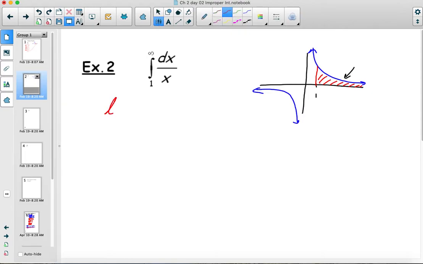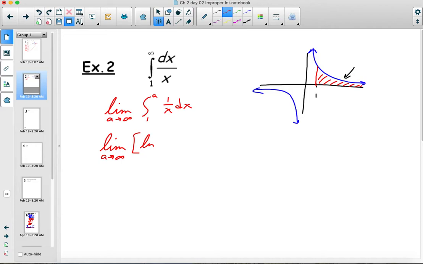So first of all, we want to make this a proper integral. So we're going to take the limit as a goes to infinity of the integral from 1 to a of dx over x. So let's find that antiderivative and evaluate it at its limits of integration. And that's going to give us, what's the antiderivative of 1 over x? Oh, that's the natural log.